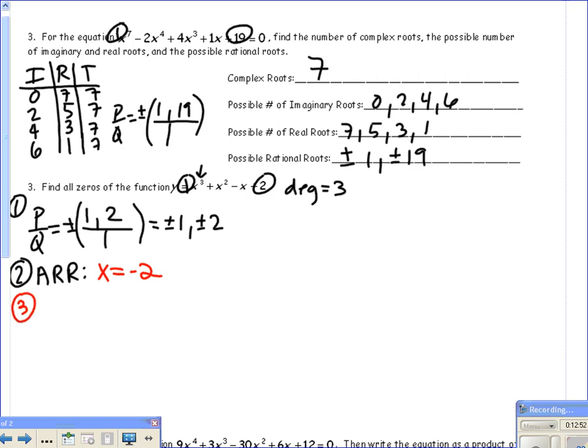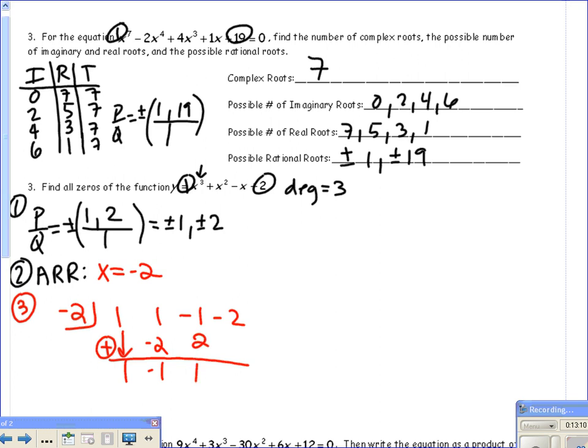So I use the zero that I just found, so negative 2 goes in the box. We have 1, 1, negative 1, 2. Bring down this term. 1 times negative 2 is negative 2. Negative 2 plus 1 is negative 1. And then this would be 2. 2 minus 1 gives me 1.